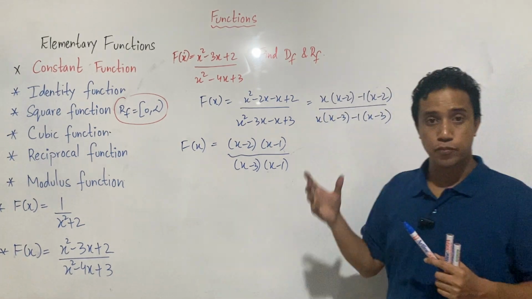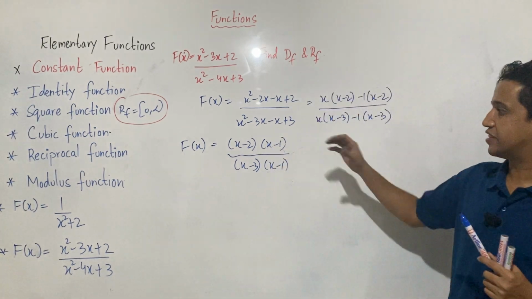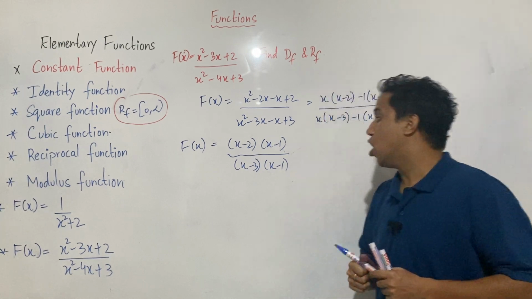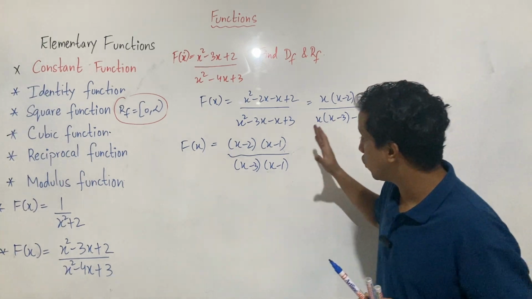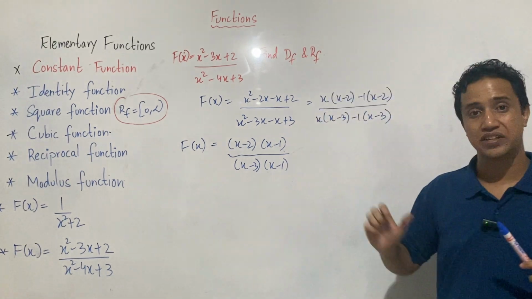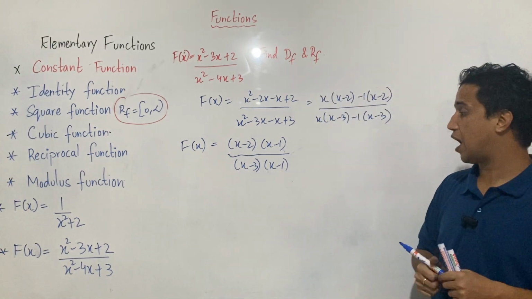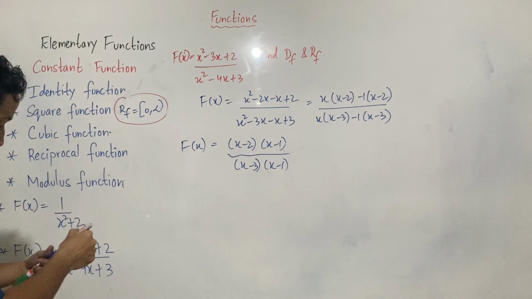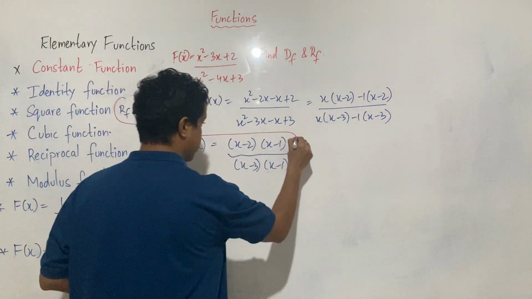But what he was more interested in is that instead of canceling these factors, how would you approach this problem? What change is it going to bring if you do not cancel it here, or if you cancel it here, and how is it going to affect the domain and range? Now clearly, if you look at this function, this is the refined function.